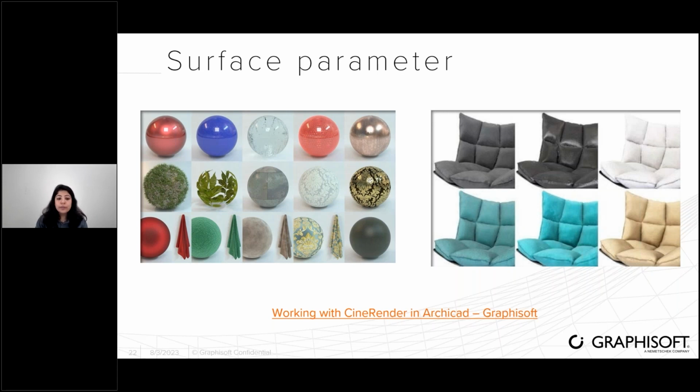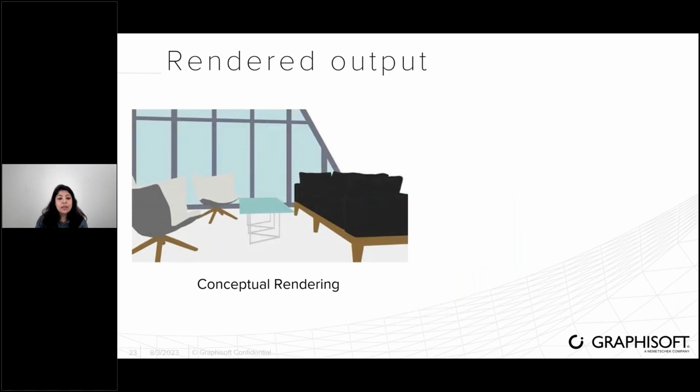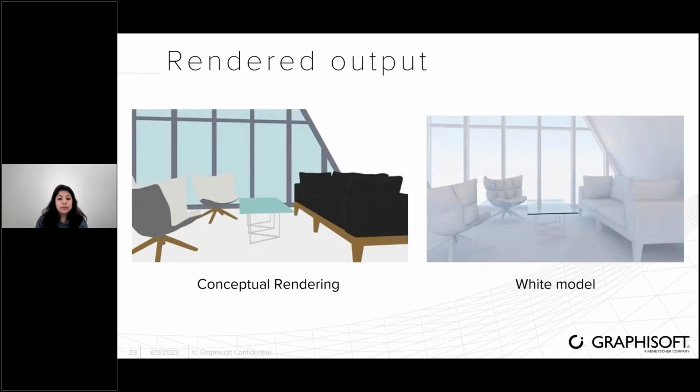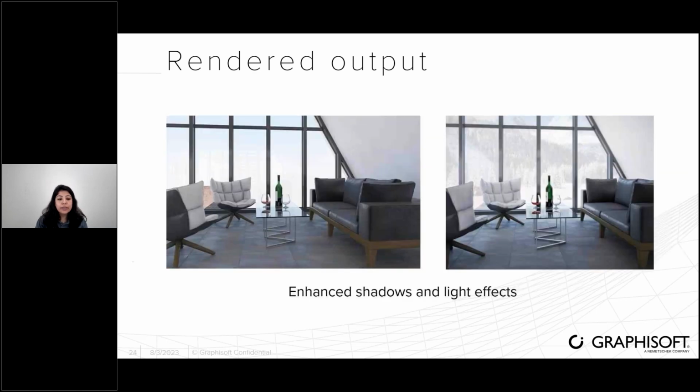So we have the surface parameters available very extensively. You can go and detail out those settings and bring in your desired images inside of the materials, and based on the settings within Archicad, you can come up with realistic surfaces. Some of the outputs that can be achieved out of these settings may be conceptual rendering or white model, or even the final output as what you see on the screen right now, which is completely enhanced in terms of shadows and light effects.